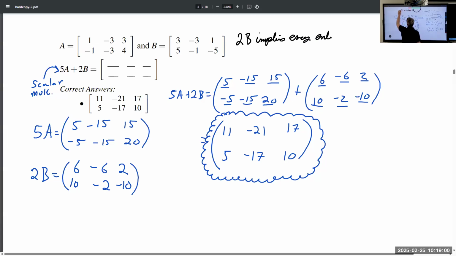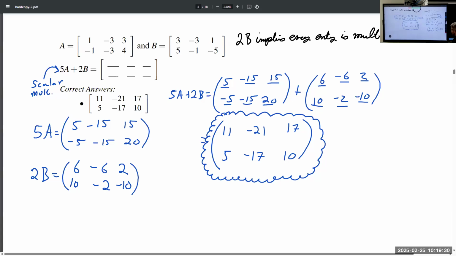Every entry is multiplied by 2. So 2B, everybody gets multiplied by 2. So you're just doubling every entry. It's not so bad. So far, not so bad.